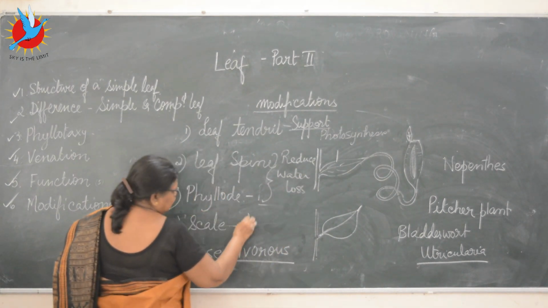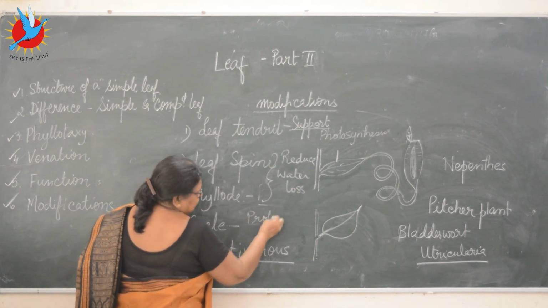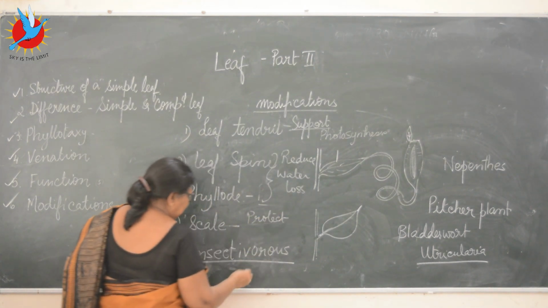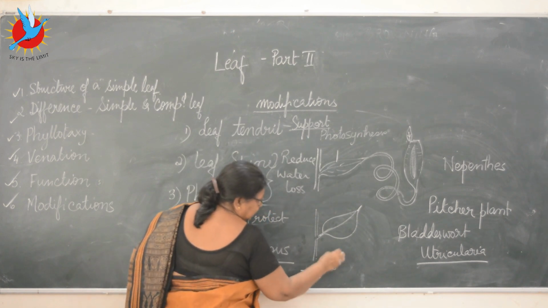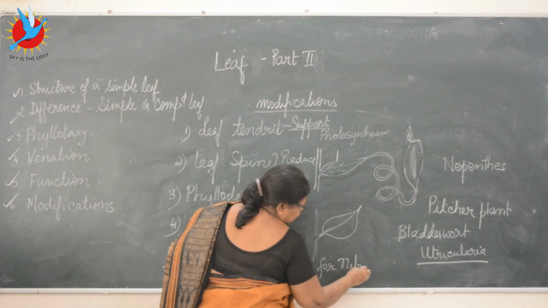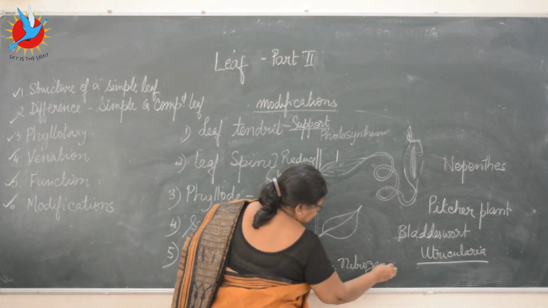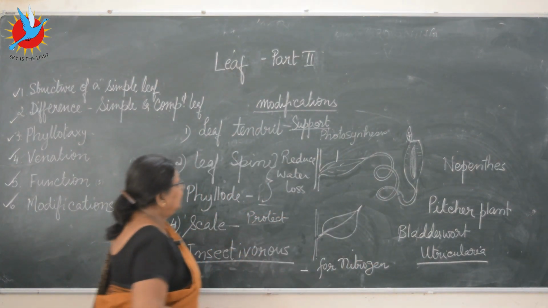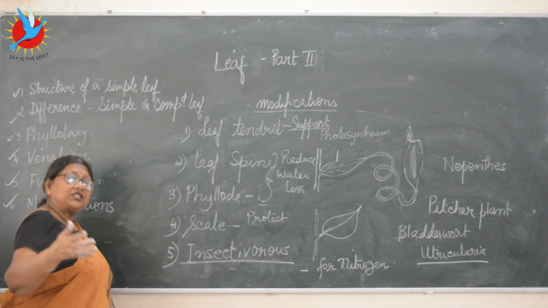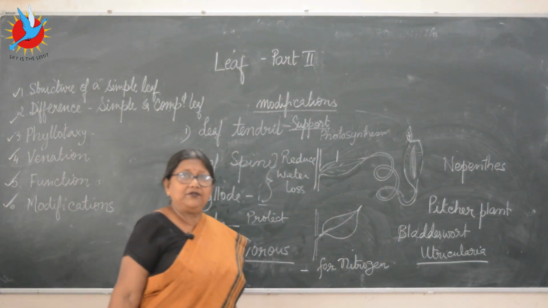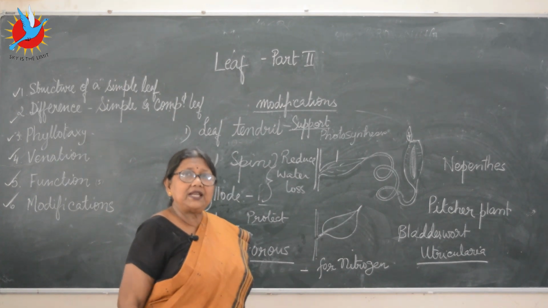Scale, protect the inner parts, and insectivorous, especially for nitrogen. So five modifications. This finishes your chapter of leaf. Everything is done about this topic.